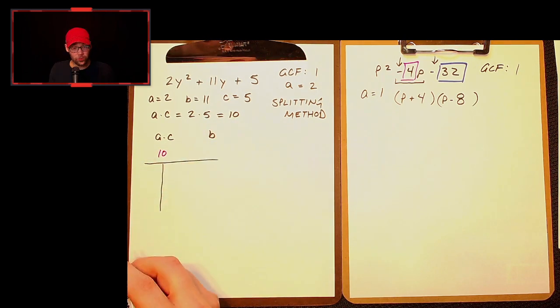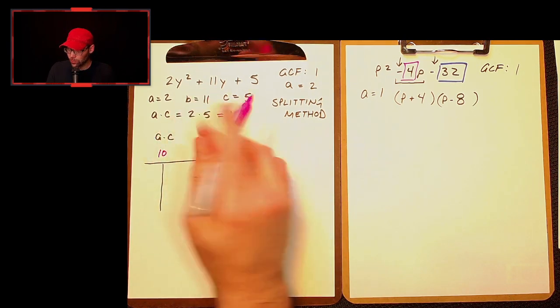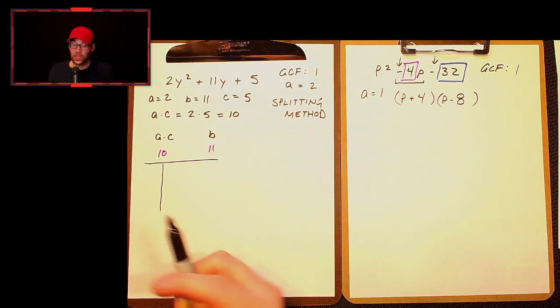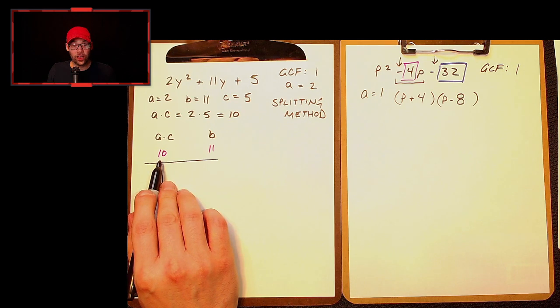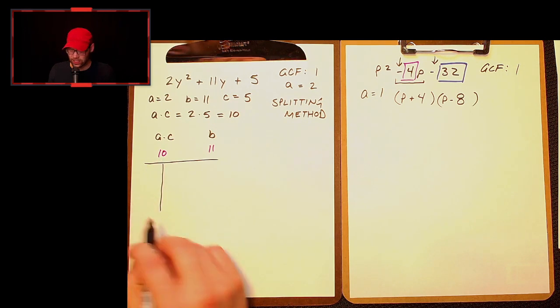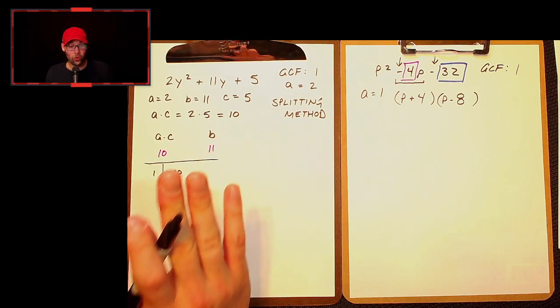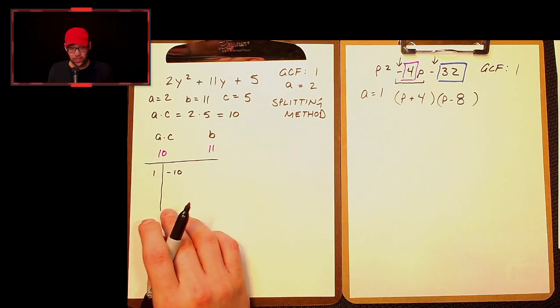You must keep the sign with it as well. And then here our B ended up being positive 11. We go through the same process. We're going to find all of the integer factors that when we multiply them together give us 10. So here we're going to have 1 times... I don't know why I wrote a negative there. It's going to be a positive 10.